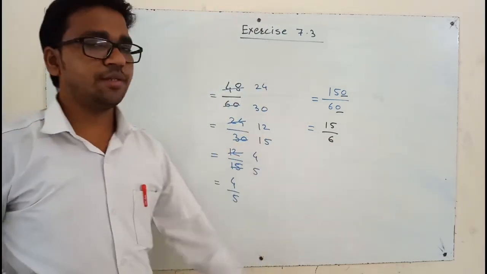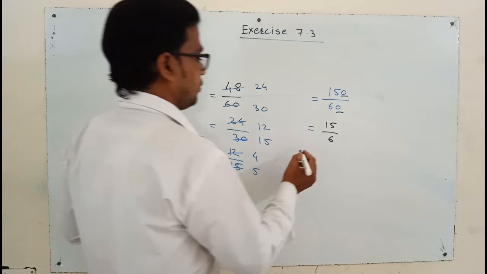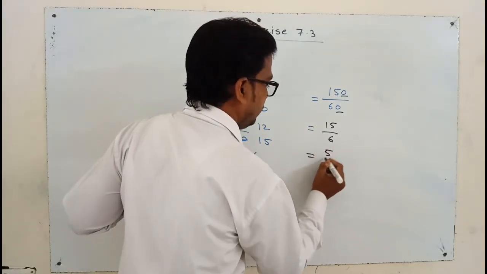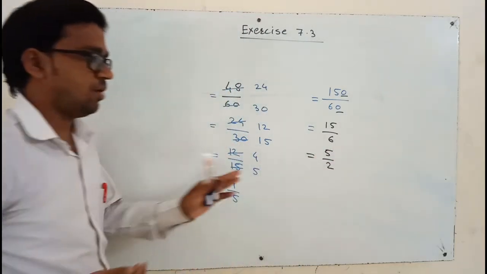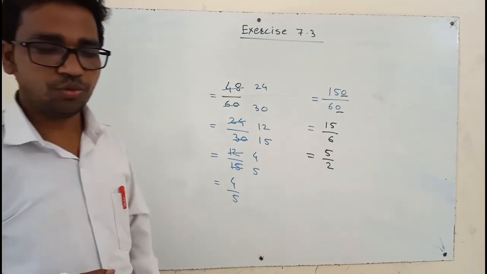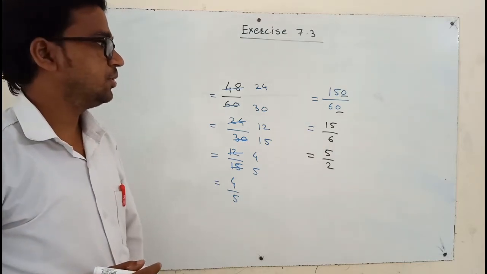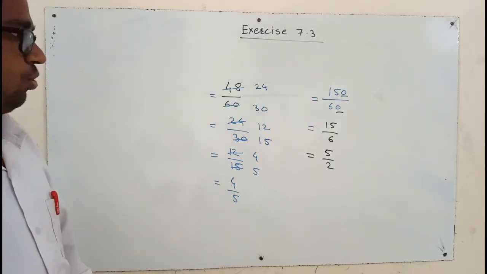Okay, now we can easily simplify it. So 3 5s are 15, 3 2s are 6. So our answer is 5 by 2. No need to write or solve more.